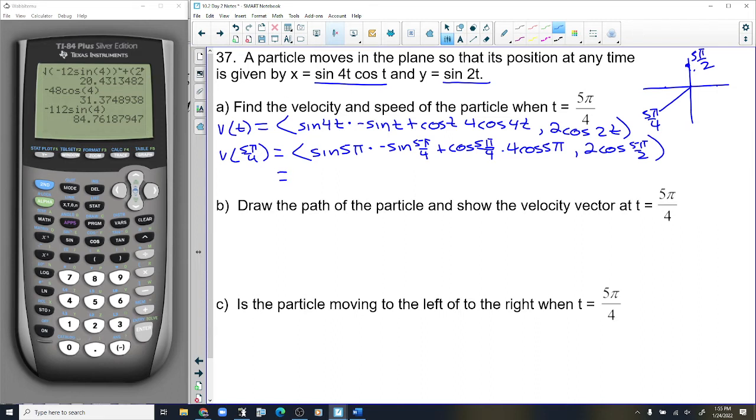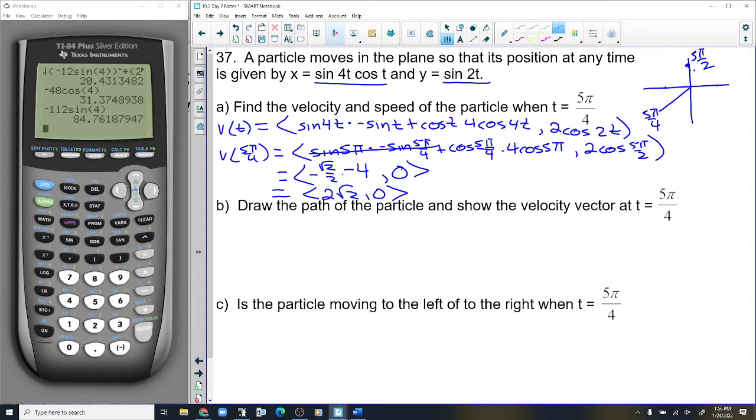The sine of 5 pi is 0, so that just became 0. I don't care what that is. Cosine of 5 pi over 4 is negative square root of 2 over 2. Cosine of pi is negative 1, so times a negative 4. And cosine of 5 pi over 2 is 0. All right, so this ends up being equal to 2 square root of 2 comma 0. So it broke down into something pretty straightforward, I think. After all that, that's what we're left with.